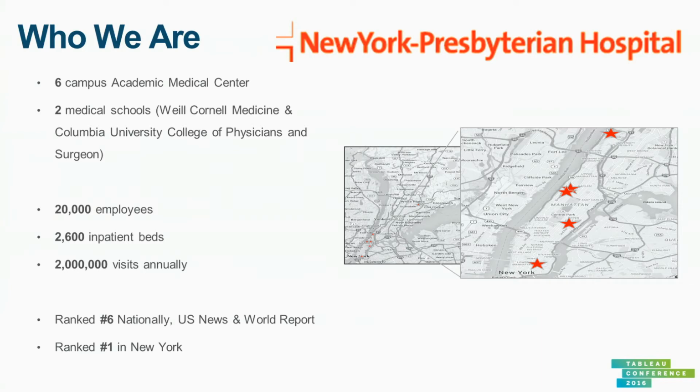The organization as a whole also has some regional hospitals and physician groups as well. We're affiliated with 2 medical schools, Columbia and Cornell. We have some folks from both of those here as well. We have 2,600 inpatient beds, so we're quite large. We are the second largest employer in the state of New York behind the government. So just to give you a sense of how large our user size is, 20,000 employees, and we see about 2 million visits annually. And then a little plug for our ranking.